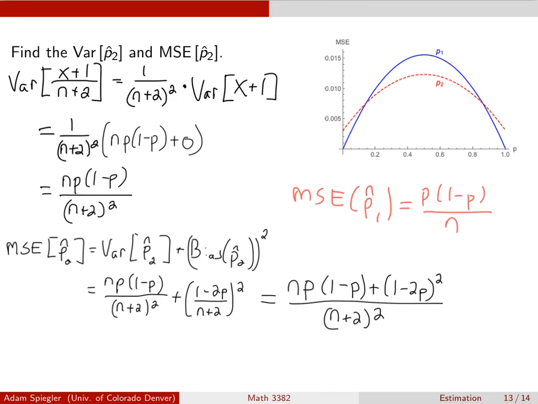So we'll see in some cases it might be more preferable to use this p hat 2, x plus 1 over n plus 2, as an estimate for p because its mean square error is less for most values of p, and its bias is actually not very big for large values of n. So that makes this actually a pretty nice estimator for the population proportion.